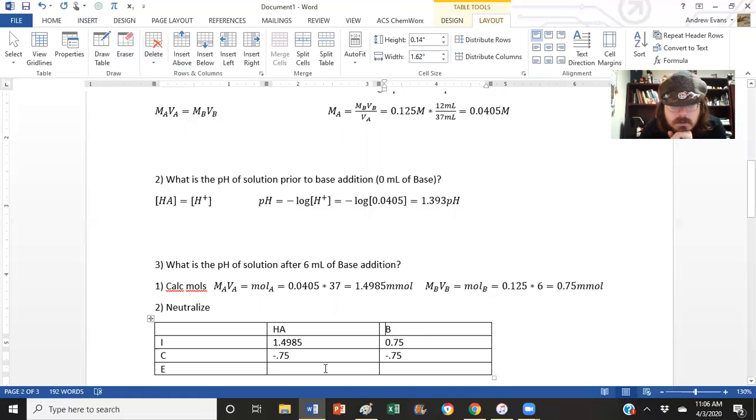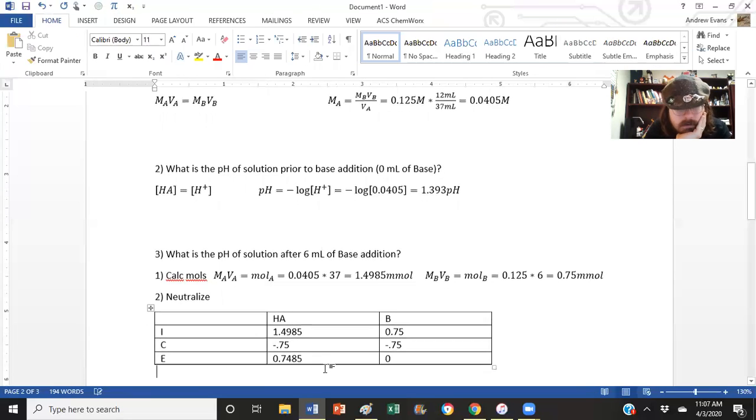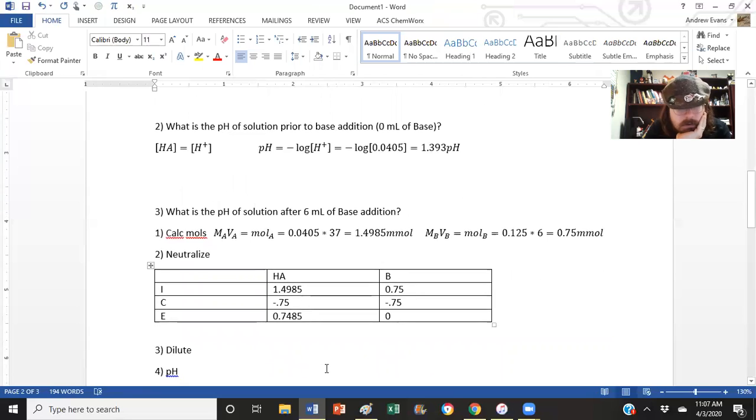Okay, so with that in mind, how much base do we have? 0. How much acid do we have? Well, because of my rounding, 1.4985 minus 0.75, it's 0.7485. If I had rounded up, it goes to 1.5. It's fine.